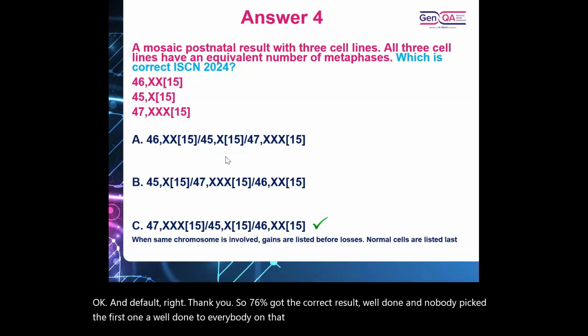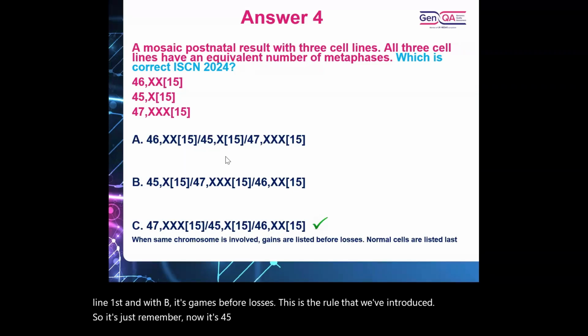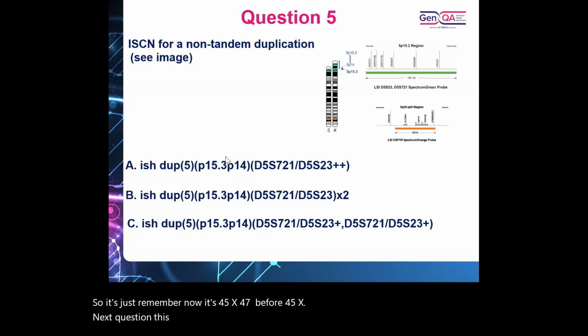I'm so pleased that we must put the normal cell line first. And with B, it's gains before losses. This is the rule that we've introduced. So it's just to remember now it's 47,XXX before 45,X. Next question. This is for a non-tandem duplication. Which of these ISCNs is correct?